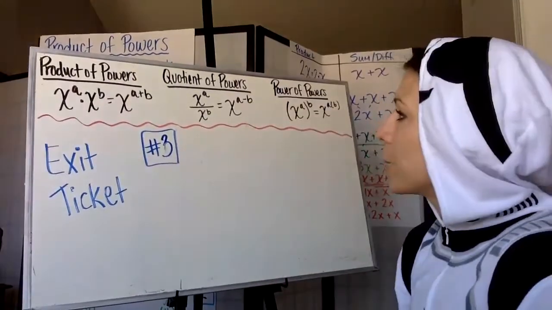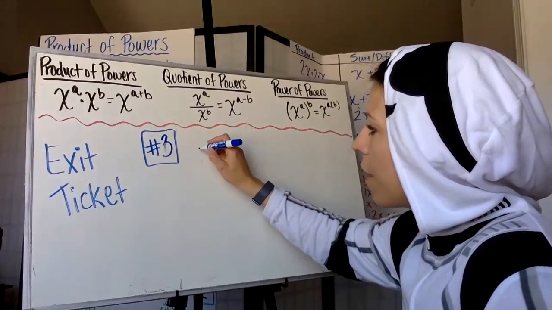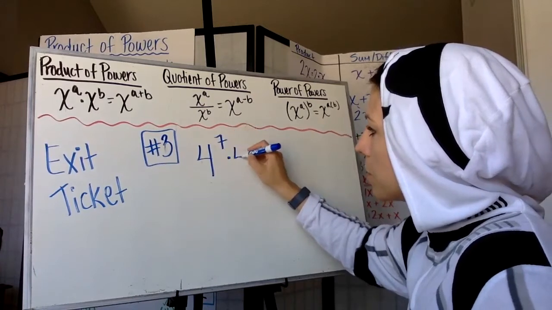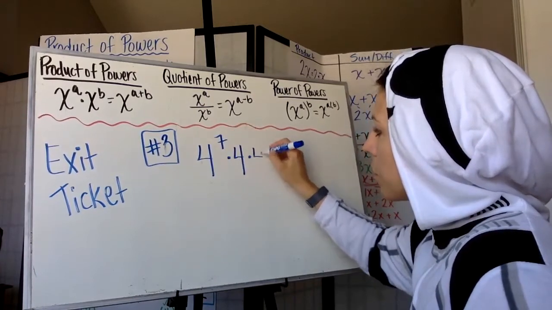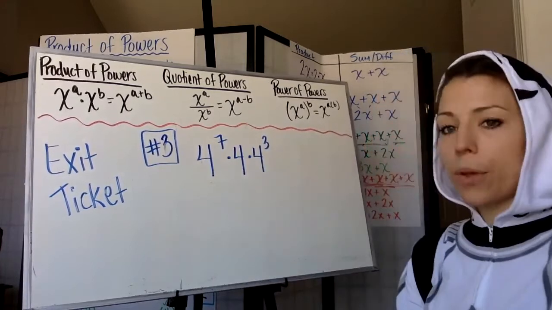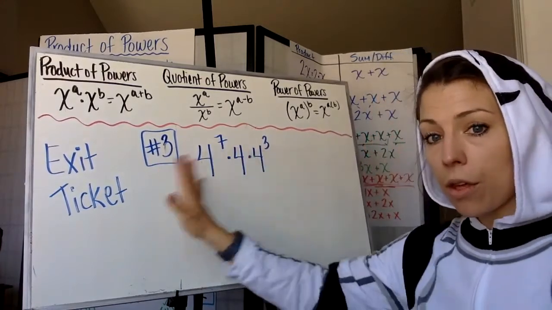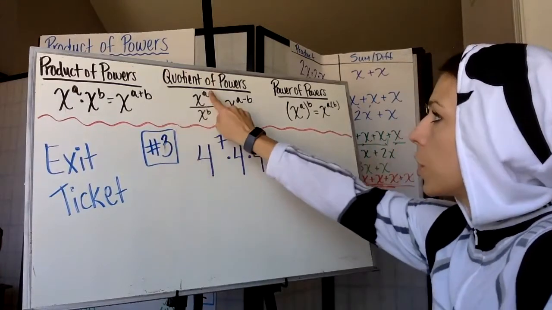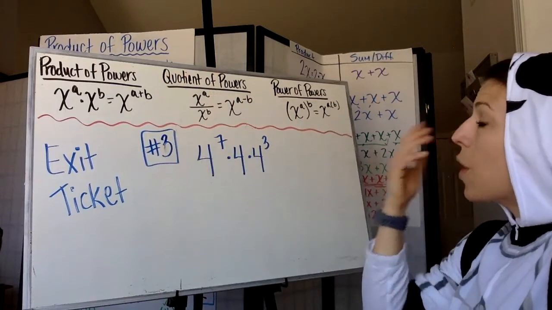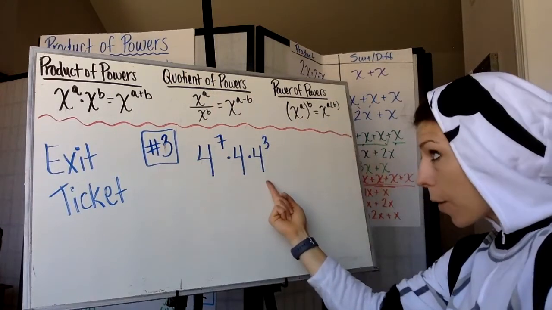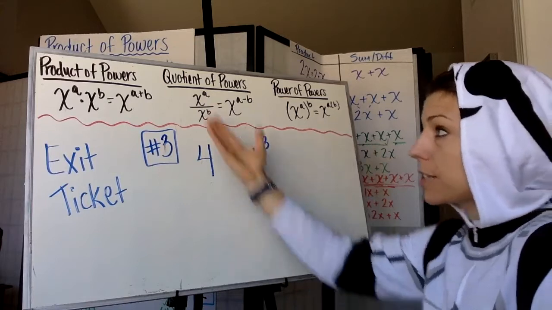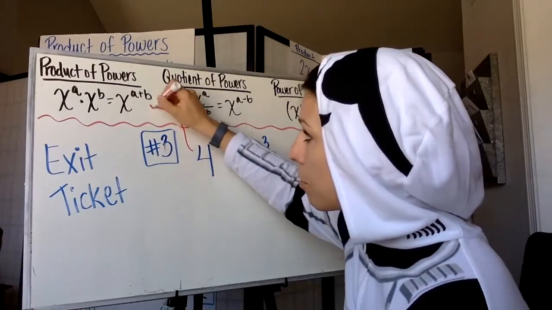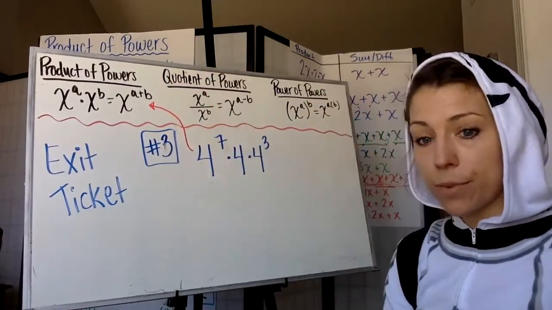Number 3, here we go. Let's say I have 4 to the 7th power times 4 times 4 to the 3rd power, okay? So now I've got 3 factors here. So which of these properties am I going to use? Is this a product of powers, a quotient of powers, or a power of powers? Well, I'm multiplying powers. Multiplication means product. So this is a product of powers. So I'm going to use this property, product of powers, okay?